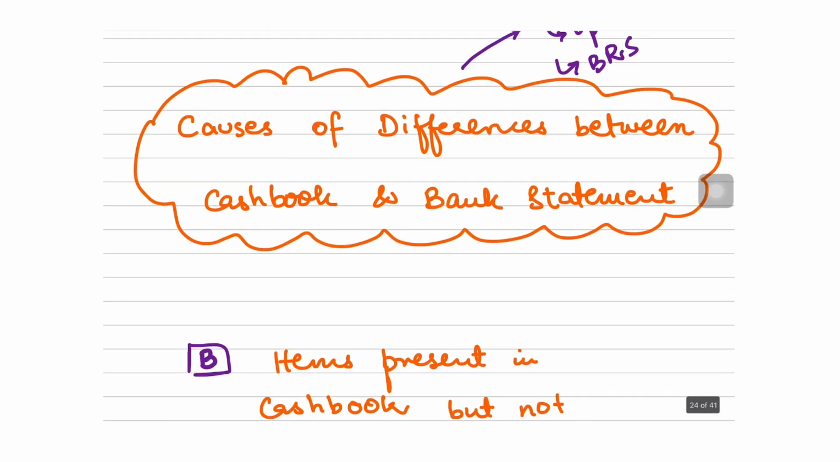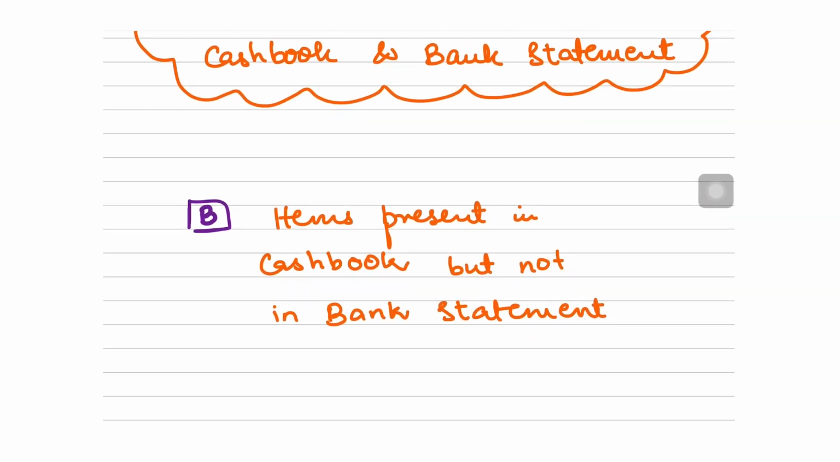Welcome back. So in the last video we were discussing the causes of differences between bank statement balance and cash book, and we learned about all the entries that you will find in the bank statement but not in the cash book, and therefore it required adjustments in the updated cash book.